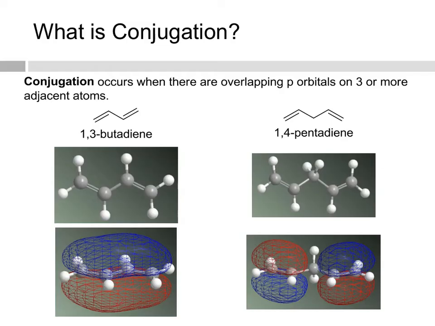This lecture covers conjugation. Conjugation occurs when there are overlapping p orbitals on 3 or more adjacent atoms. Now let's look at 1,3-butadiene and determine whether it's conjugated or not.